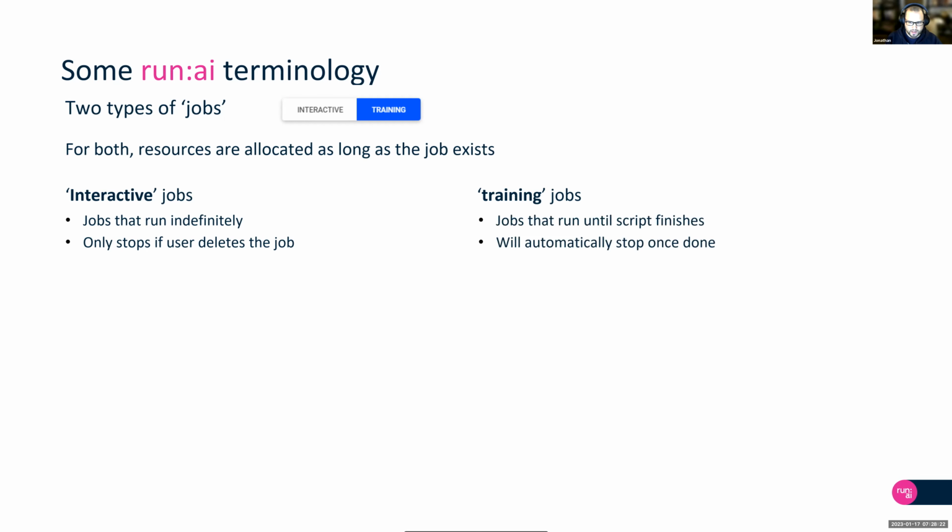For a training job, it is a job that runs until the script finishes, and it'll automatically stop once it's done. That's what is meant by training. Now, the key thing to note here is that for interactive jobs, resources can be tied up forever, potentially, in theory, right? Whereas in training jobs, resources are only tied up while the job is running, and once it's done running, then the resources are released.